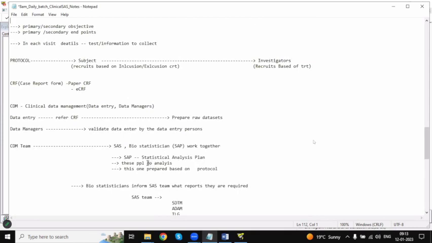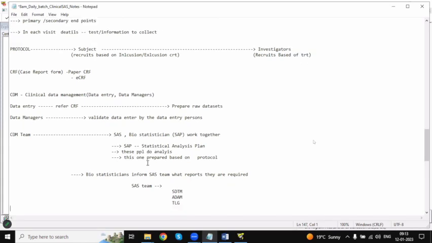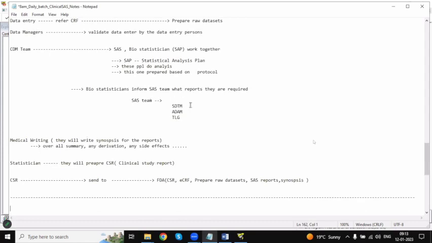Sir, these people, that means the medical writers, what will they do? Whatever report we have given, they will write, sir. That's it. Whatever the SAS team is preparing as reports, by referring to those final tables and listings especially, they'll refer to that one only. By referring to that, they'll write the synopsis.